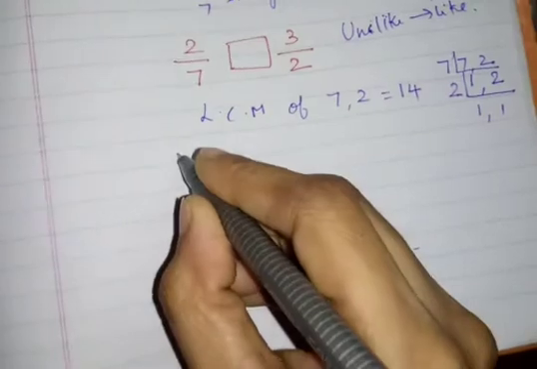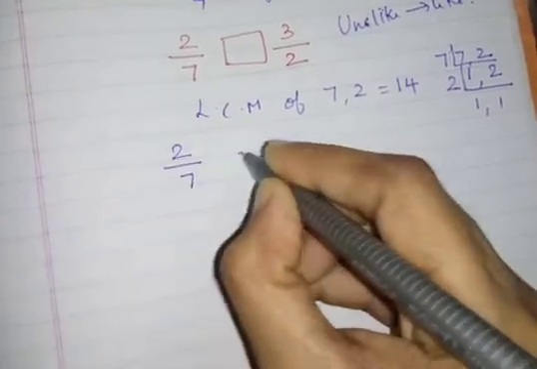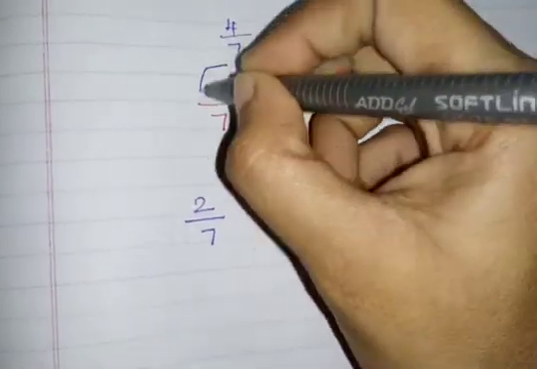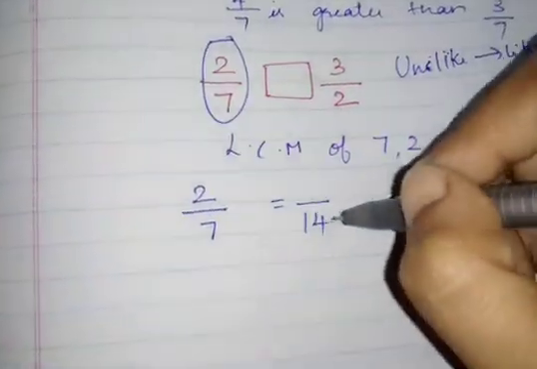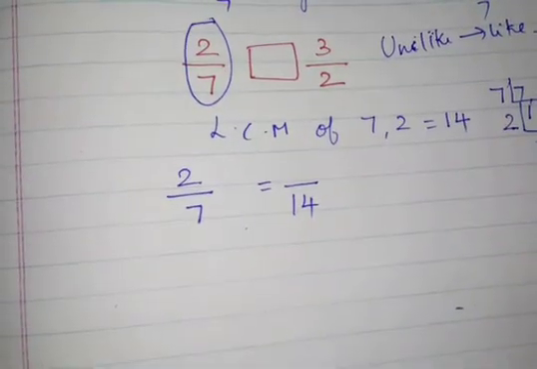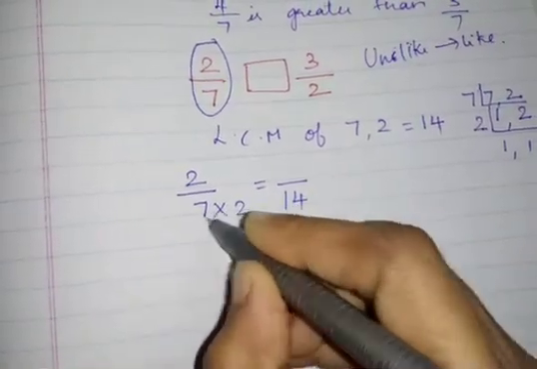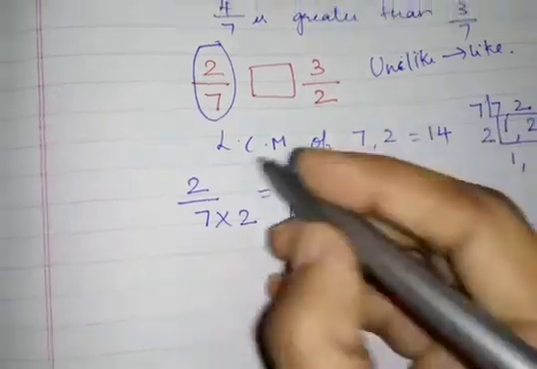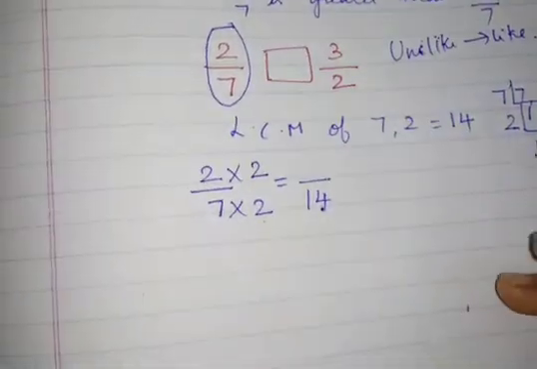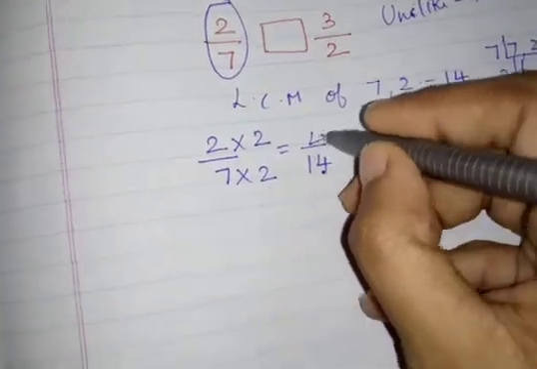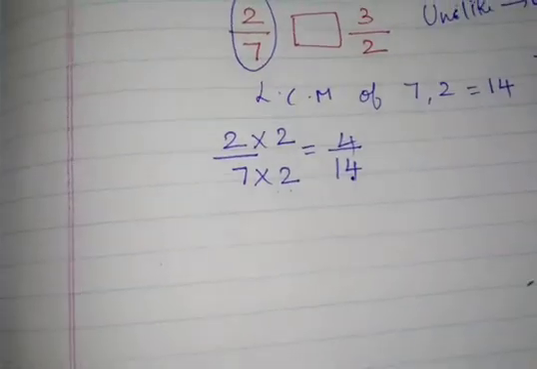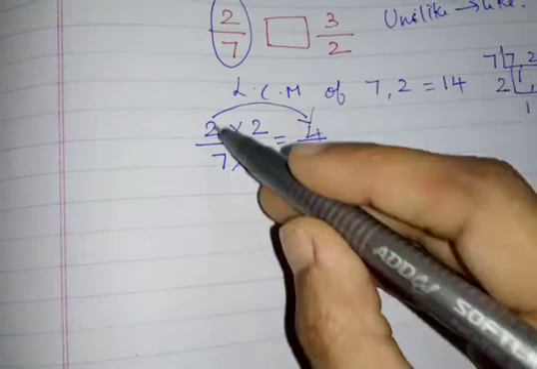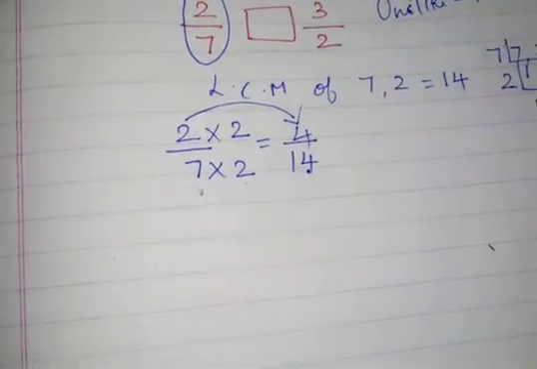So I have to make the first fraction 2 by 7 have denominator 14. First I convert 2 by 7 to denominator 14. 7 twos are 14, so you get 14. If I do it in the denominator, the same I should do in the numerator. So 2 twos are 4. What fraction are you getting? 2 by 7 has become 4 by 14.